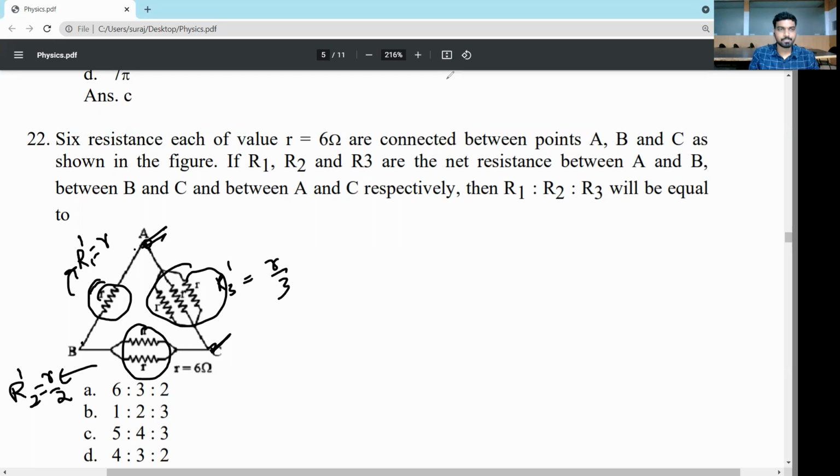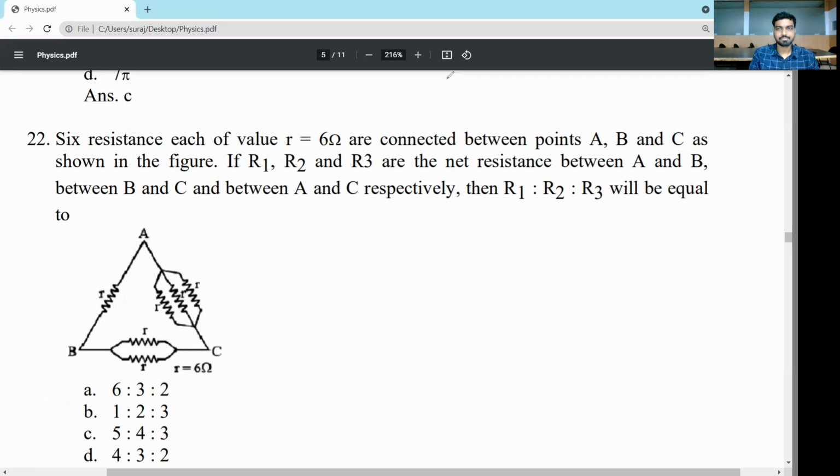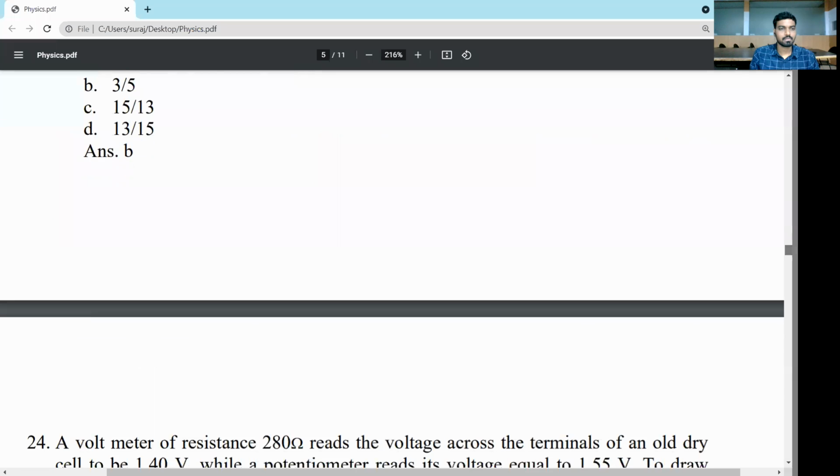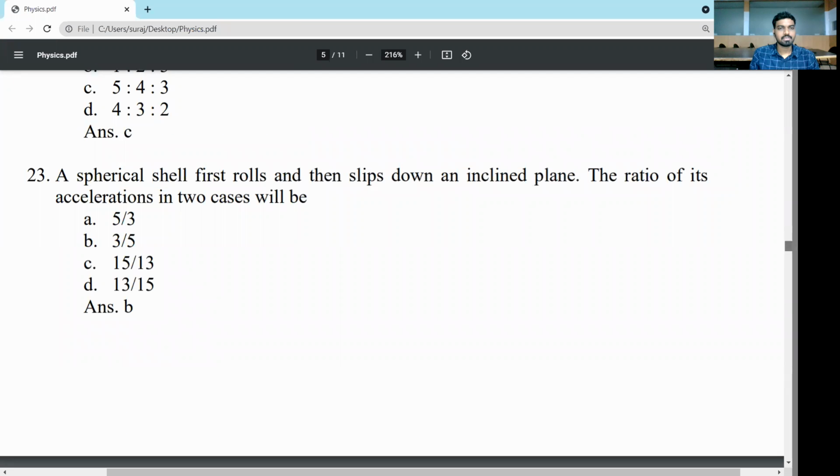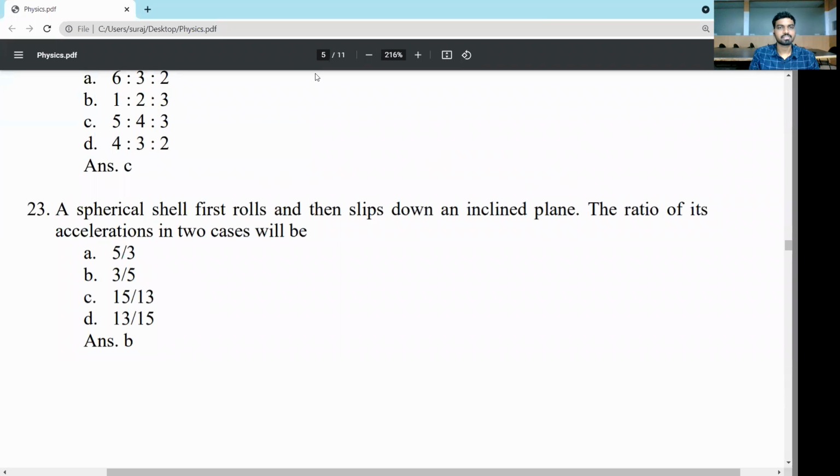Fine. Next. Coming to question number 23. The spherical shell first rolls and then slips down the inclined plane. The ratio of its acceleration in two cases. First it will roll and slips down. Spherical shell. The ratio of its acceleration in the two cases will be.